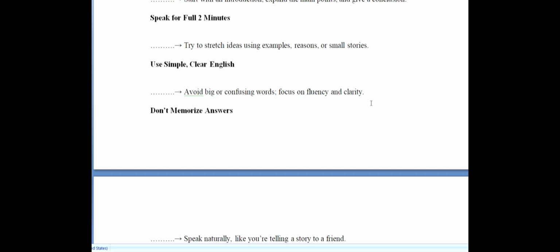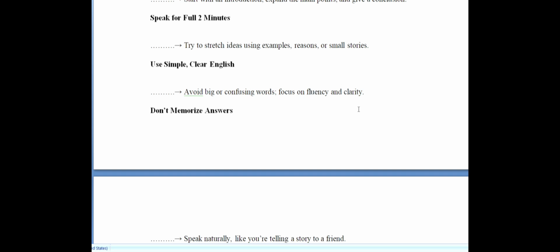Avoid the big or confusing words. Focus on fluency and clarity, which is more important. And again, I assure you, no one does this. Everyone is running behind vocabulary and idioms and struggling, which is not at all required.